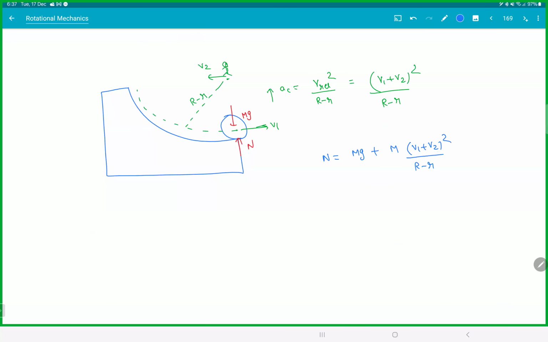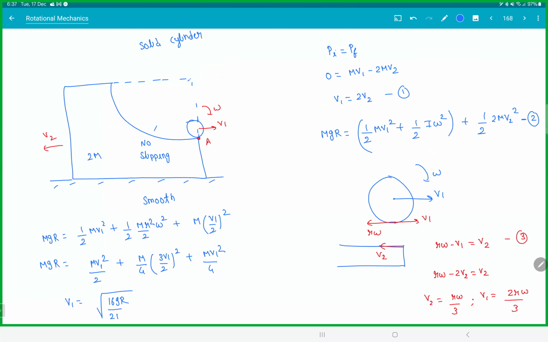Do you guys remember that? V relative square by r. That is a catch. But here, R ki jagah R minus r aayega. We have to take the center of mass's distance from the center. Have a look at this. Look at the three equations. Ask me if you're confused.